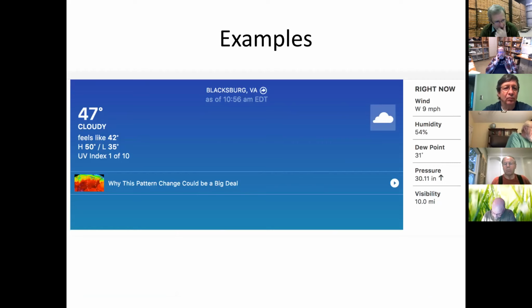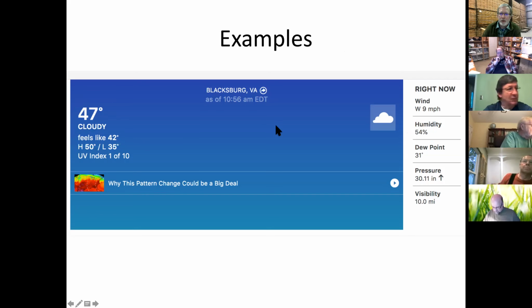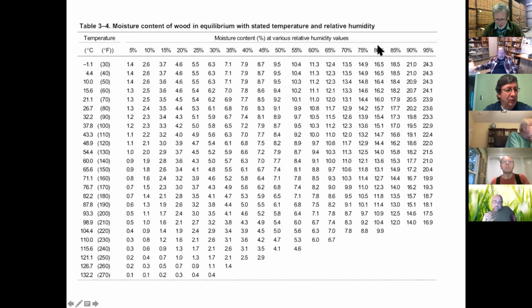Last Tuesday, when I thought I was going to give this presentation, I looked at the weather channel, right? The weather channel said outside it was 47 degrees Fahrenheit, and 54% relative humidity, which measures the amount of moisture in the air. So what would my EMC be for exterior woodwork? Well, let's take a look.